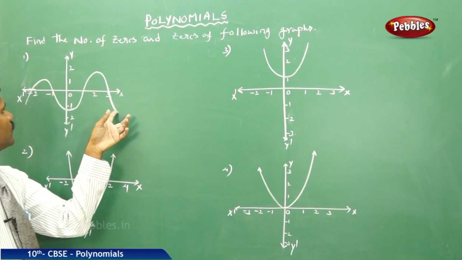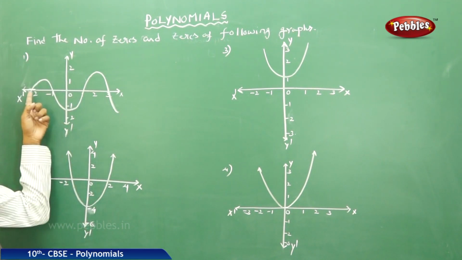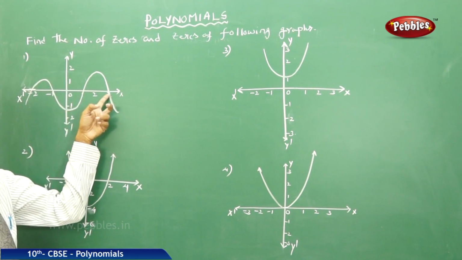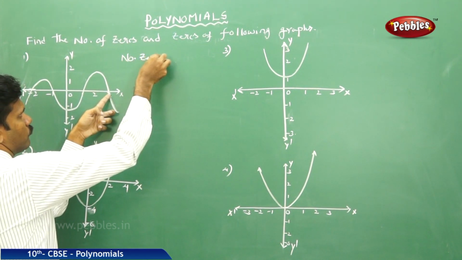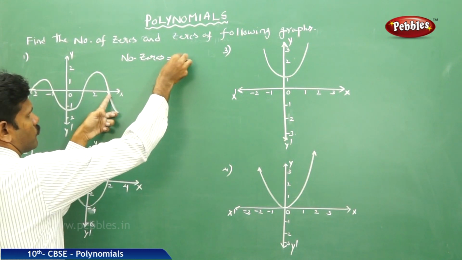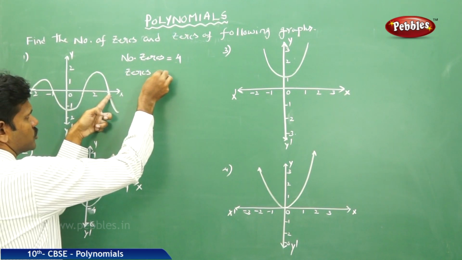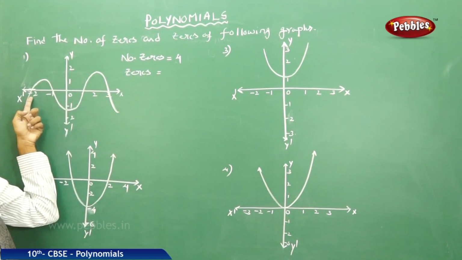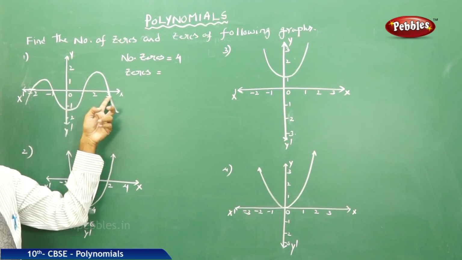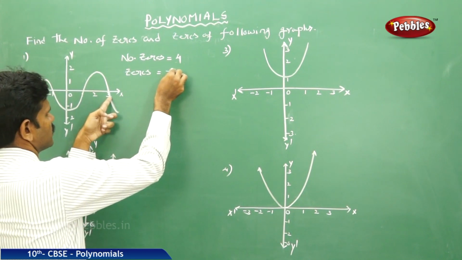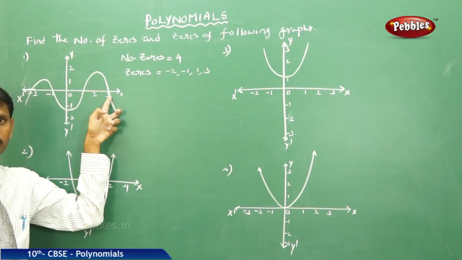The graph touches the x-axis, how many different points can you see, first here? 1, 2, 3, 4. That is, number of zeros is equal to 4. And then, what are the zeros? Minus 2, minus 1, 1 and 3. That is, the zeros are -2, -1, 1 and 3.